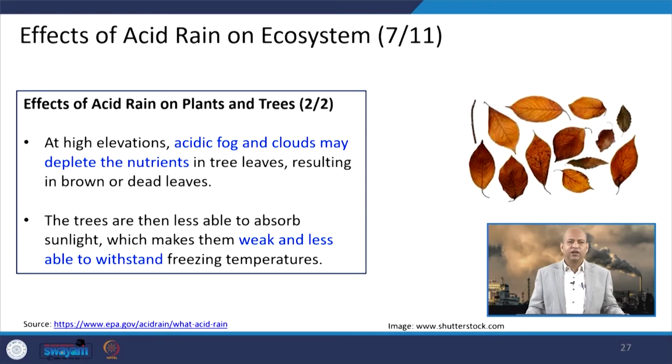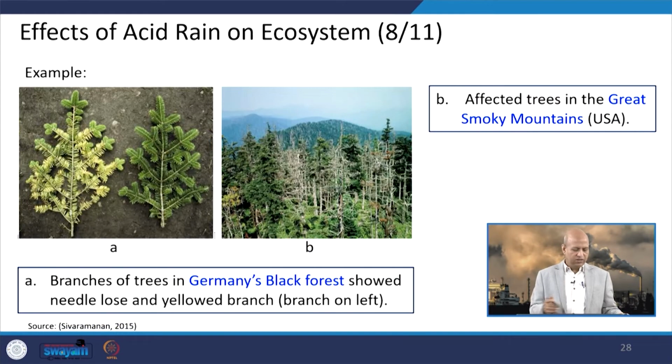At high elevations like in the mountains, these acidic fog and clouds may deplete the nutrients in the tree leaves, resulting in brown or dead leaves, and because of that photosynthesis is completely disturbed, because they absorb very little sunlight when there is no green cover and there is no sufficient amount of leaves. You can see in the Black Forest in Germany, this kind of negative impact was there. The green color was destroyed. So, food production by these leaves was completely harmed.